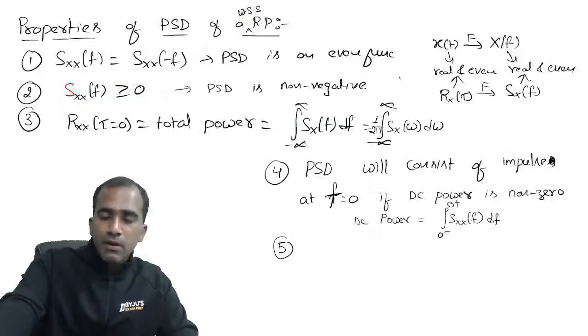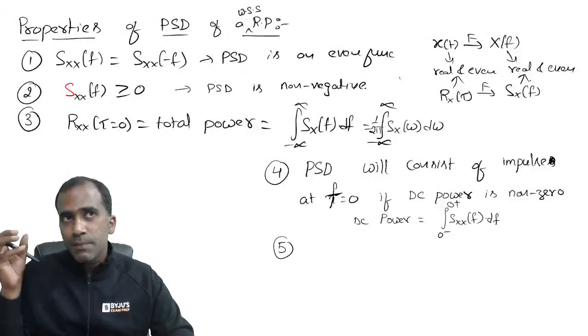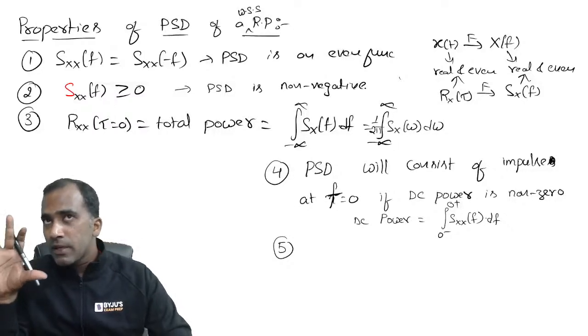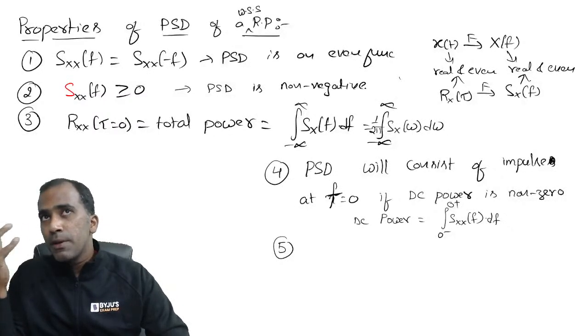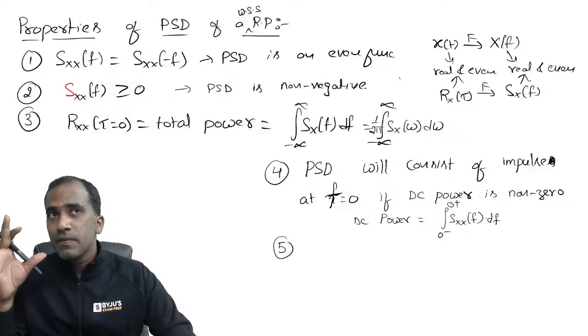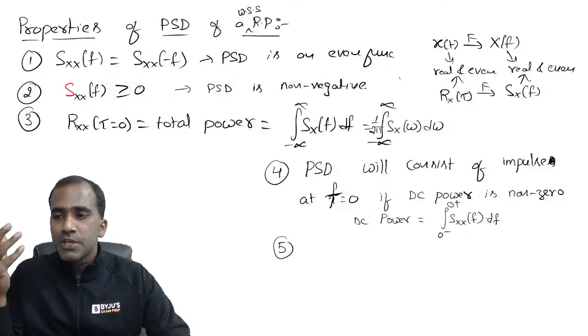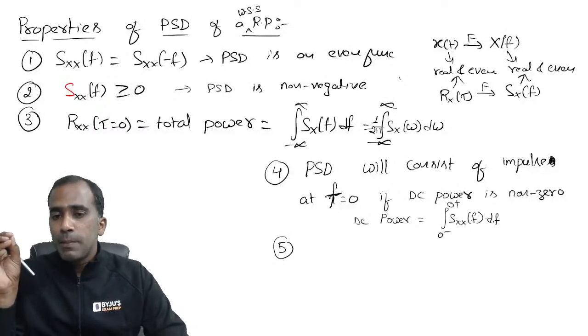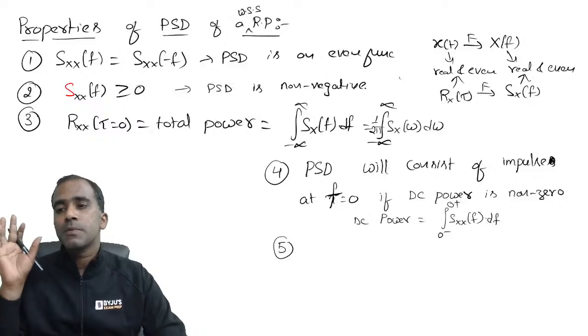So the same periodicity. How do you recognize whether there are periodic components or not by looking at the power spectral density? Just now, the fourth point was about how we recognize whether DC power is present or not, or how much the DC power is, using power spectral density. We've discussed that. How about recognizing periodic components using power spectral density?